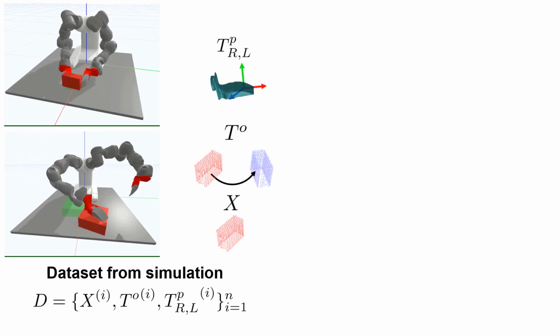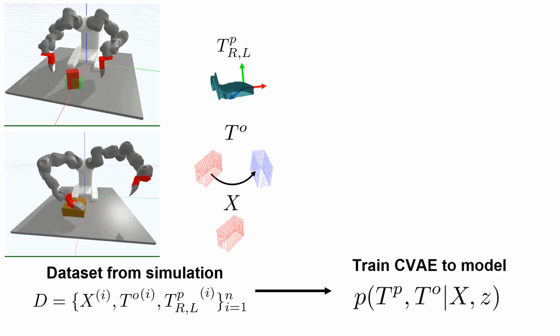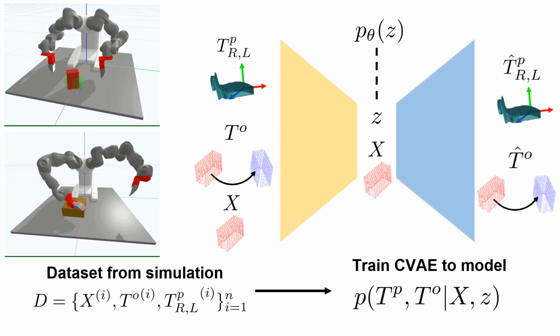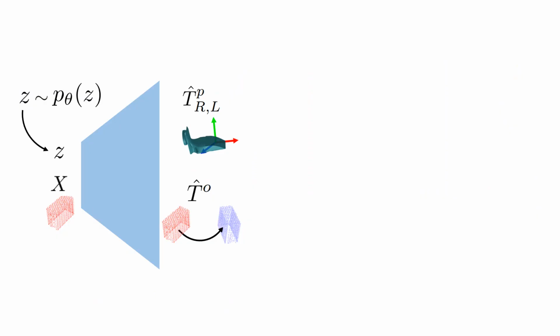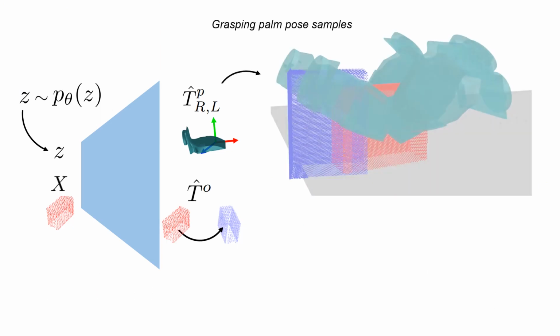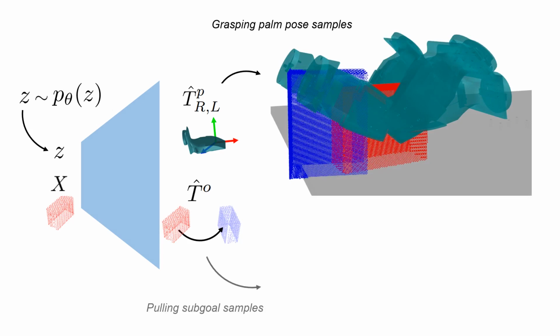We then train a conditional variational autoencoder, where an encoder learns to map the data to a conditional latent distribution, constrained to match some prior, and a decoder is trained to map the point cloud and sampled latents back to reconstruct the parameter values. During planning, we sample many values of the latent variable from the prior and use the trained decoder to obtain a corresponding set of candidates for palm poses and relative transforms.